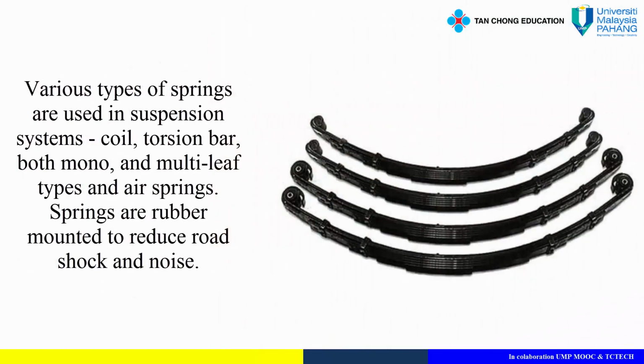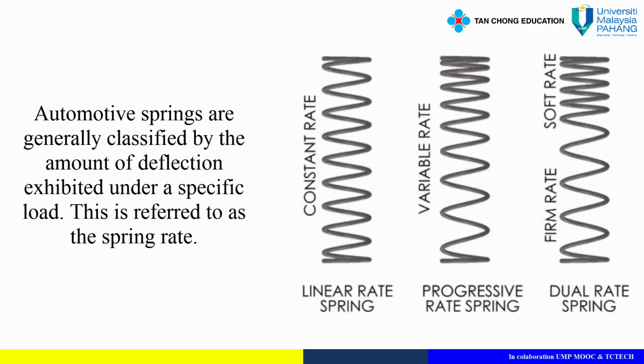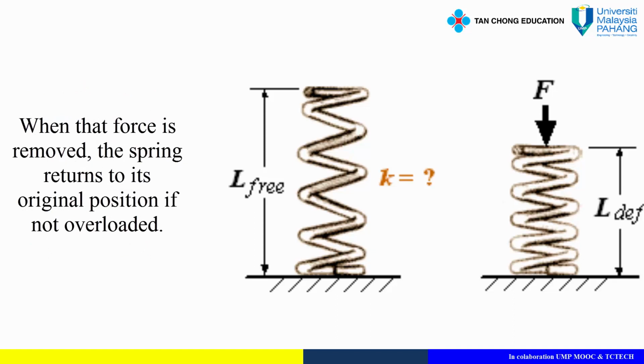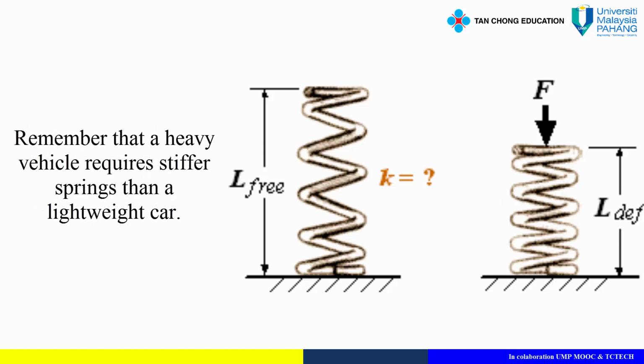Various types of springs are used in suspension systems: coil, torsion bar, both mono and multi-leaf types, and air springs. Springs are rubber-mounted to reduce road shock and noise. Automotive springs are generally classified by the amount of deflection exhibited under a specific load. This is referred to as the spring rate. According to the law of physics, a force or weight applied to a spring causes it to compress in direct proportion to the force applied. When that force is removed, the spring returns to its original position, if not overloaded. Remember that a heavy vehicle requires stiffer springs than a lightweight car.